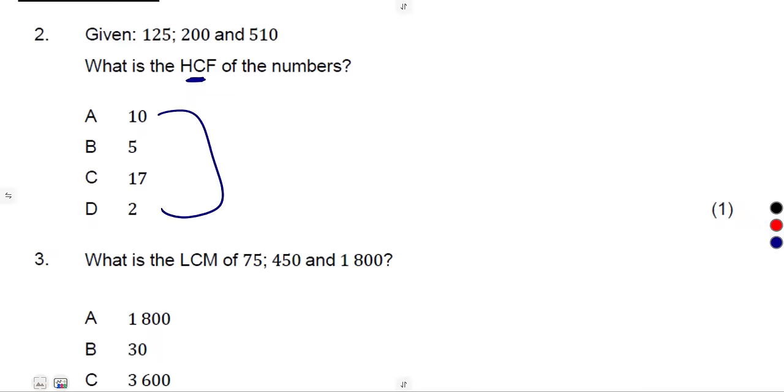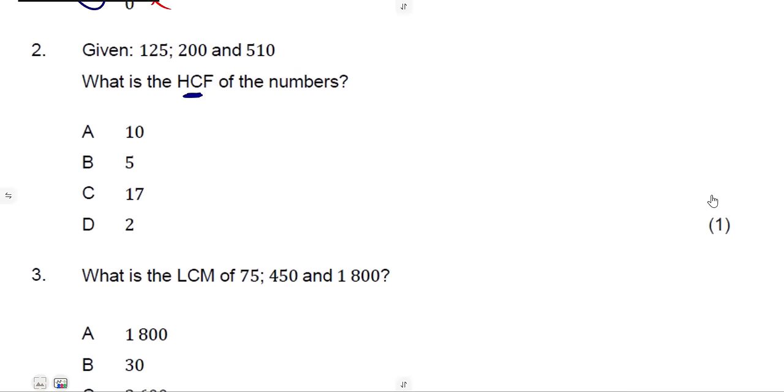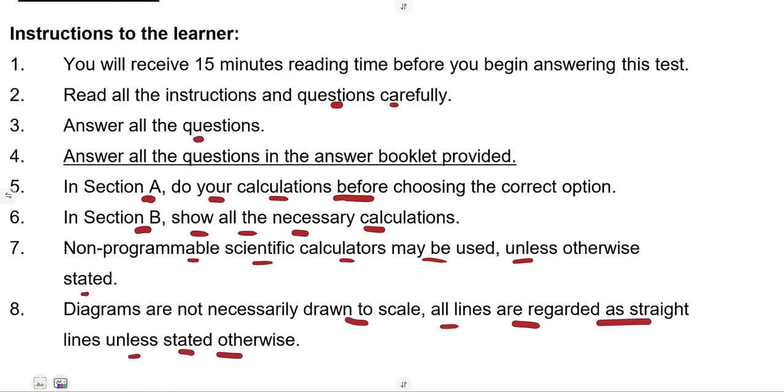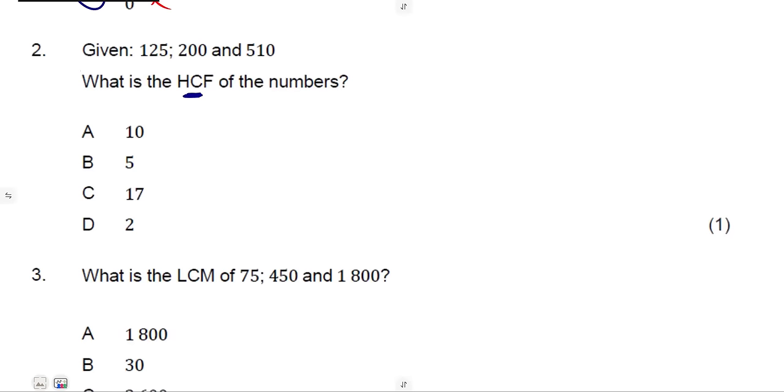But because of the calculation concept that we're given in our instruction, in section A, do your calculations before choosing the correct option. So let's do the calculations. Like I said, we are going to need the prime factors of the given numbers. The first one, 125, as a product of its prime factors. There is a 5 at the end, so we can try 3. Then we see 3 is not a factor. Then we move on to 5, so there we can use 5.